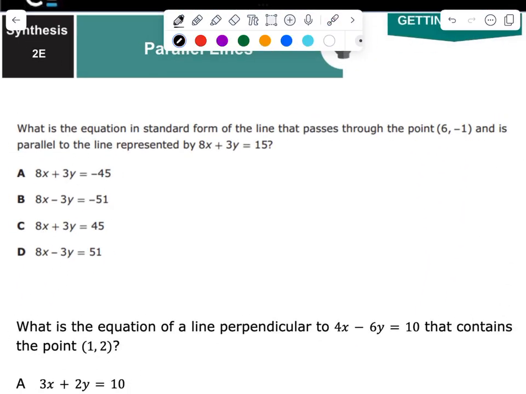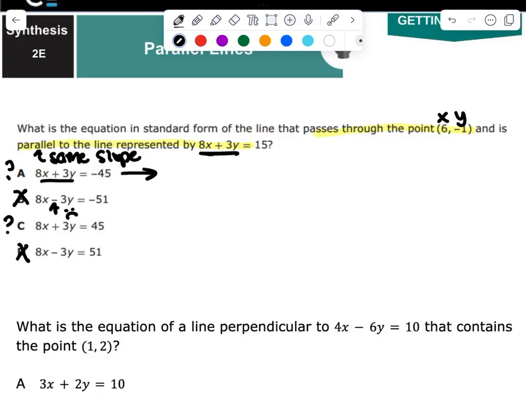But first, let's highlight our important stuff. Contains the point 6, negative 1, parallel, which means same slope. So here's the shortcut here. You're looking for what is close to this. So 8x plus 3y. So A, maybe, because it's 8x plus 3y. B, no, because of the negative. That would not be parallel. C, maybe. D, no.